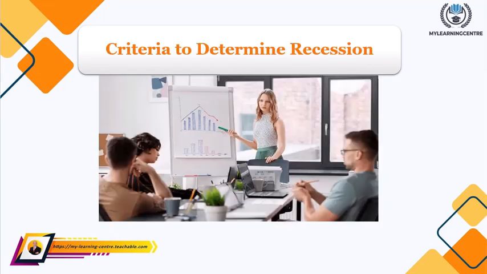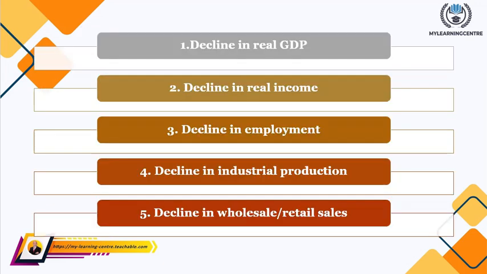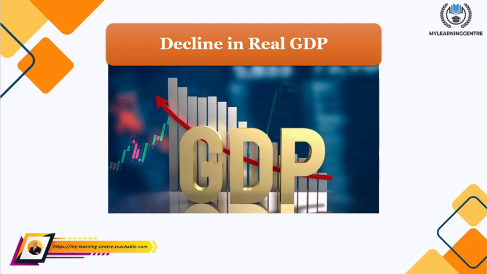So we are going to look into the criteria to determine recession. The criteria provide some further guidance as to what constitutes a recession and include 5 observable and measurable conditions. So let us look at these 5 conditions. Number 1, a decline in real GDP. Number 2, decline in real income. Number 3, decline in employment. Number 4, decline in industrial production. And number 5, decline in wholesale retail sales. If the GDP falls, then the economy of a country will tend to shrink and constitute recession, which can mean pay freezes and lost jobs.